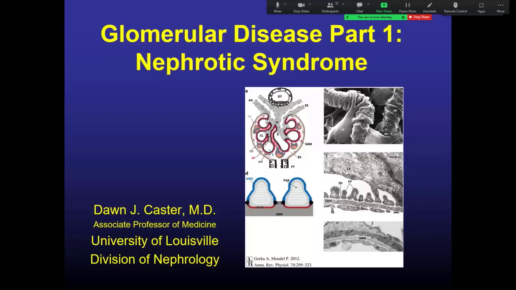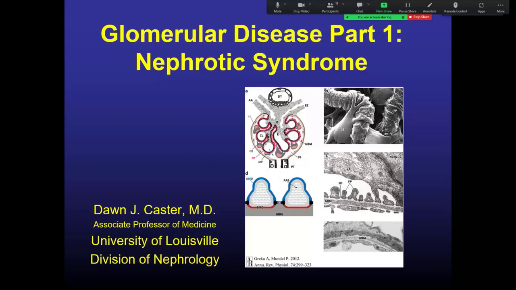So to start off, I have this lovely picture. We have a cartoon here of the glomerulus. A majority of acute kidney injury is from tubular injury, as you just heard about. Glomerular diseases are primarily associated with proteinuria and hematuria, and can be associated with acute kidney injury, but are much less common.